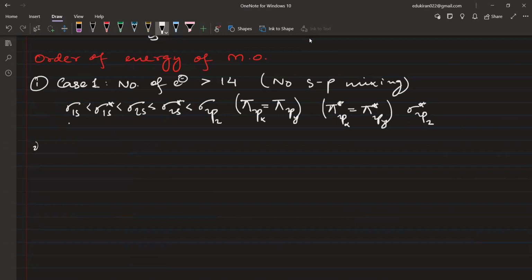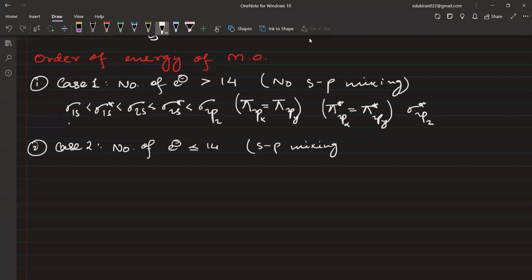Case 2. When number of electrons is less than 14 or equal to 14, sp mixing होता है. sp mixing से क्या होता है? The only change that is going to happen with sp mixing is this sigma 2pz is going to get in between the pi. ठीक है, sigma 2pz कहाँ चल जाएगा? pi के बीच में चल जाएगा. बाकी सारी चीजें सेम है.